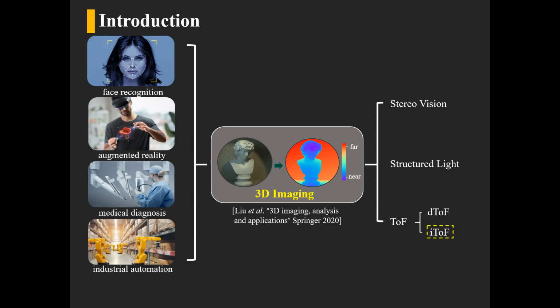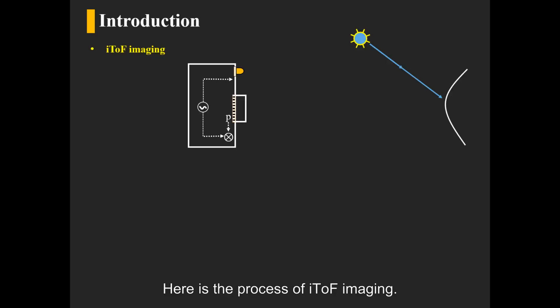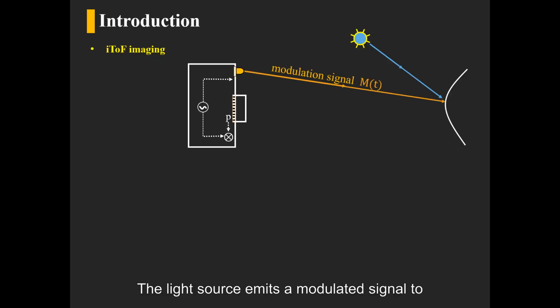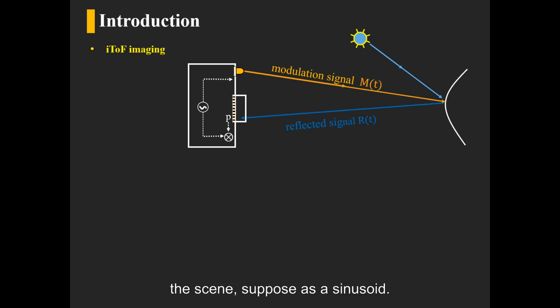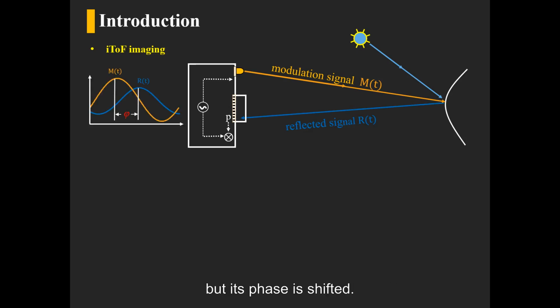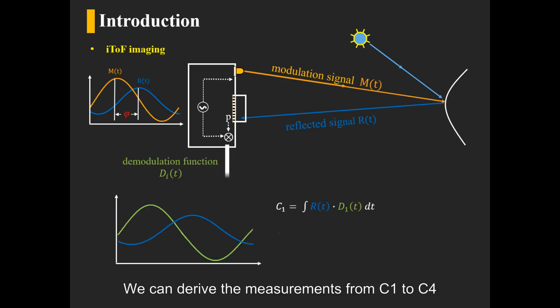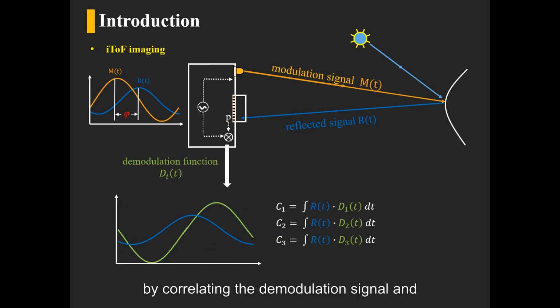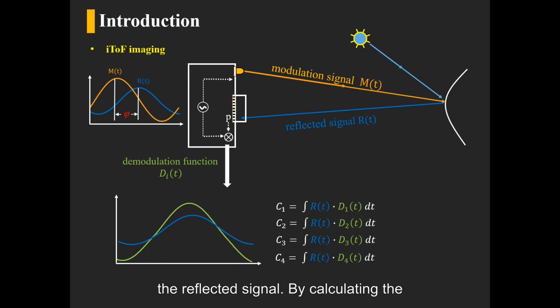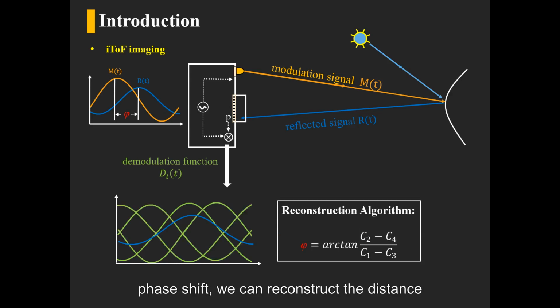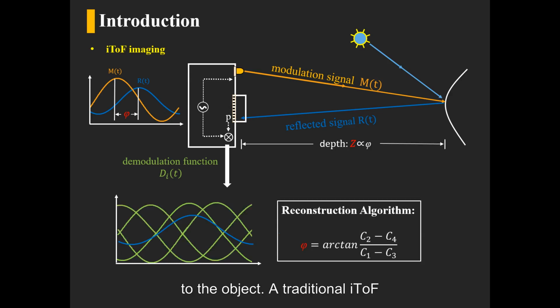I2F imaging. Here is the process of I2F imaging. The light source emits a modulated signal to the scene, supposed to be a sinusoid. The reflected signal is also a sinusoid, but its phase is shifted. We can derive the measurements C1 to C4 by correlating the demodulation signal and the reflected signal. By calculating the phase shift, we can reconstruct the distance to the object.